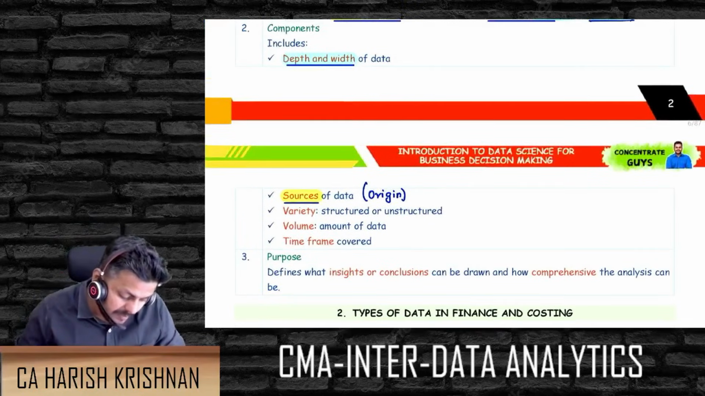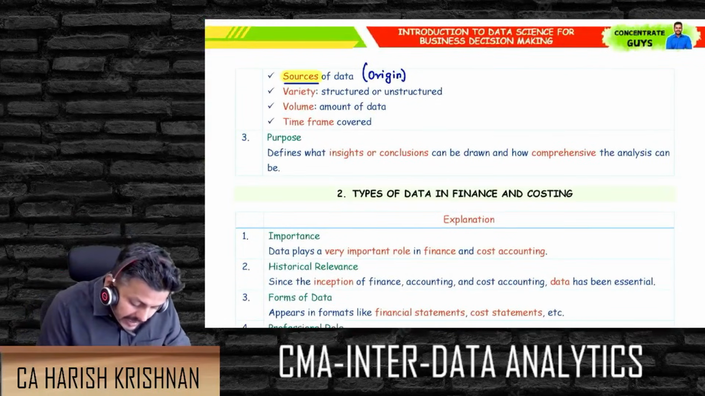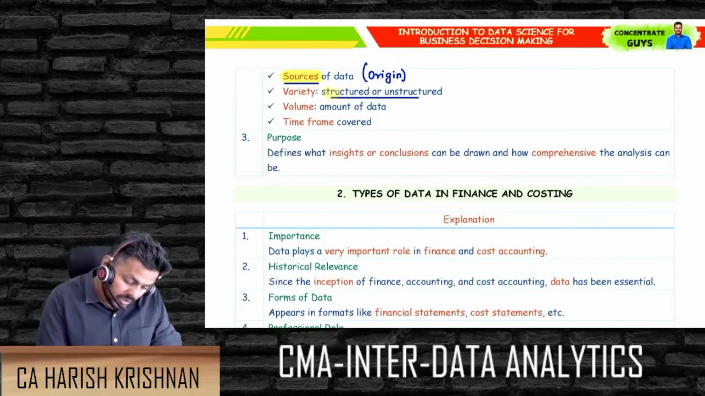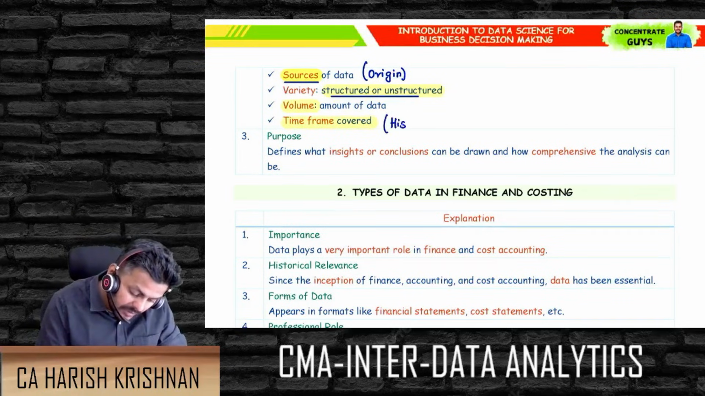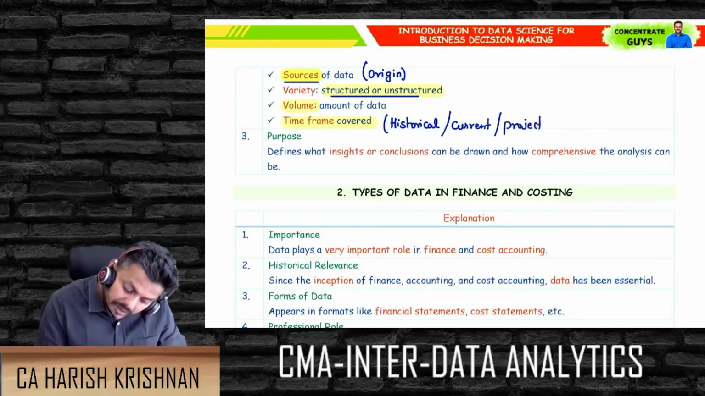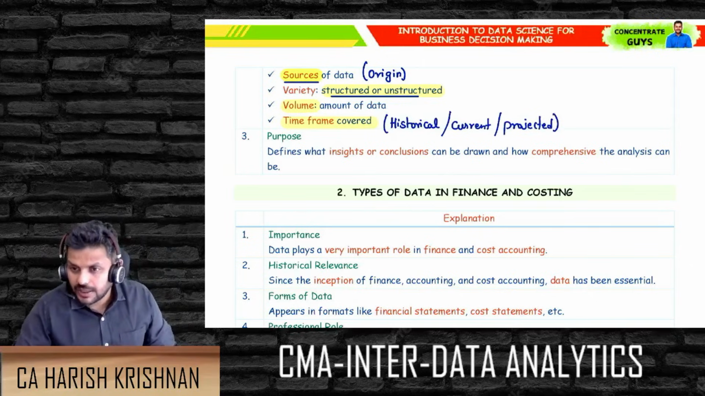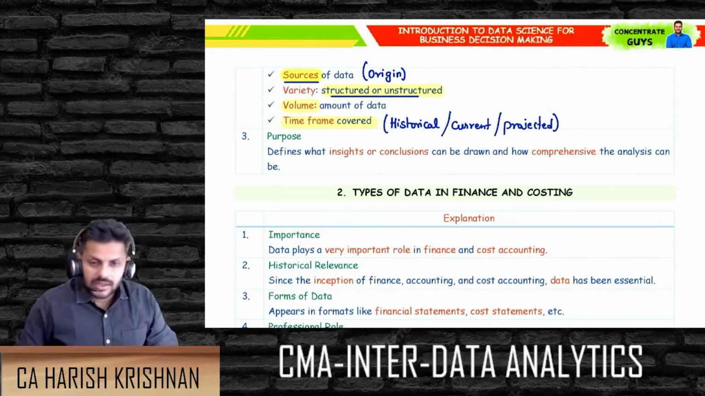It includes depth and width of the data. It talks about the source of the data. It also talks about the variety, based on whatever I told you. The variety means this organizing pattern, is it structured or unstructured. Volume, which talks about the amount of data. Time frame, is it historical data or current data. Sometimes there is also futuristic data which is called projected information. All of you prepared financial statements, you know what I'm talking about, projected financial statements, or projected data, whatever we prepare.